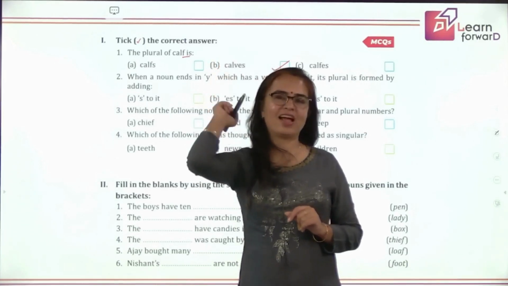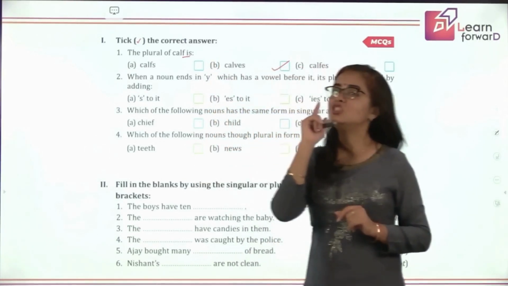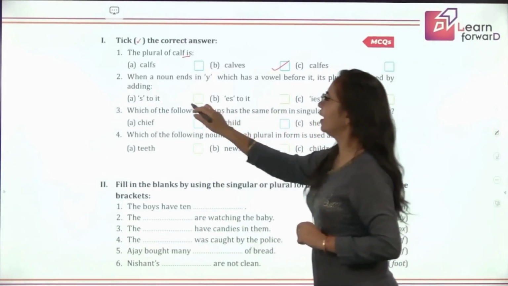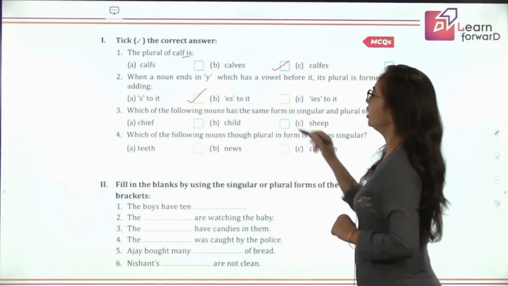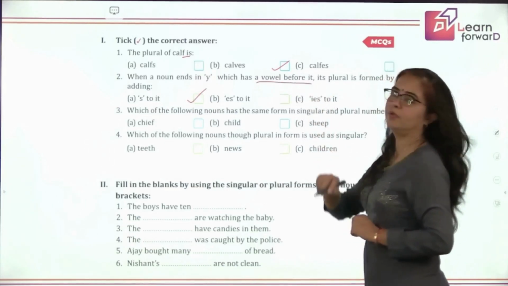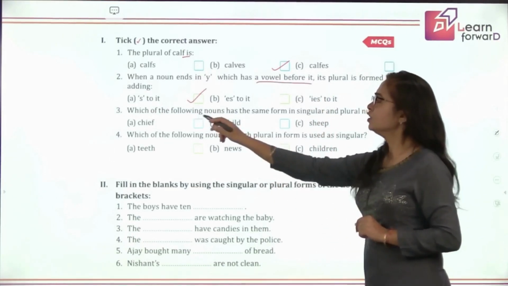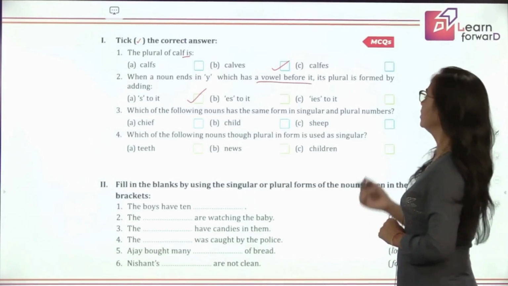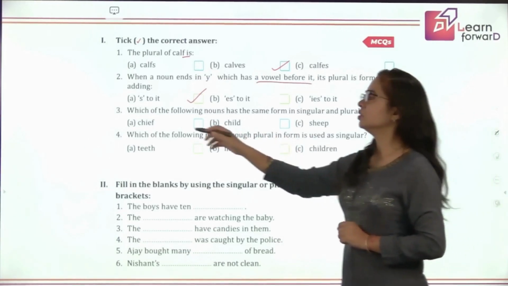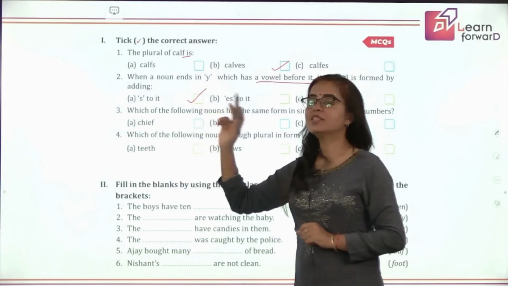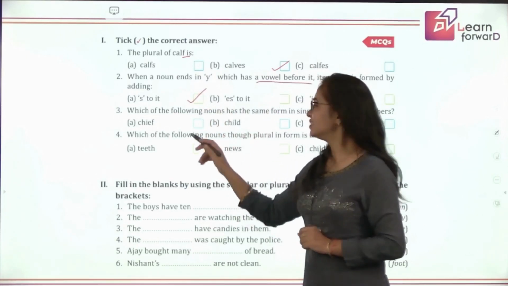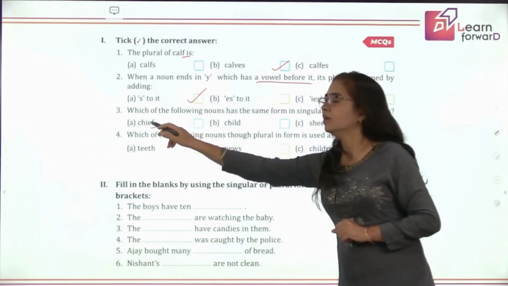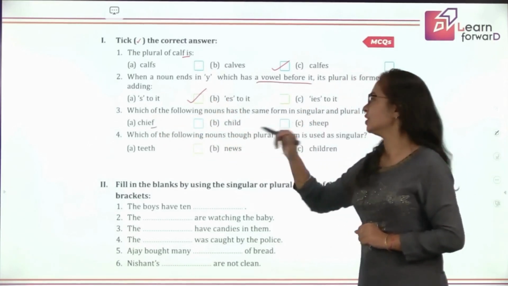Yes, you're right. You add just S to it. So its plural is formed by adding S to it because there is a vowel before Y. Which of the following has the same form in singular and plural also? Chief. What is the plural? Yes, it's chiefs. S only. Exception. Although it's F, you add just S to it.